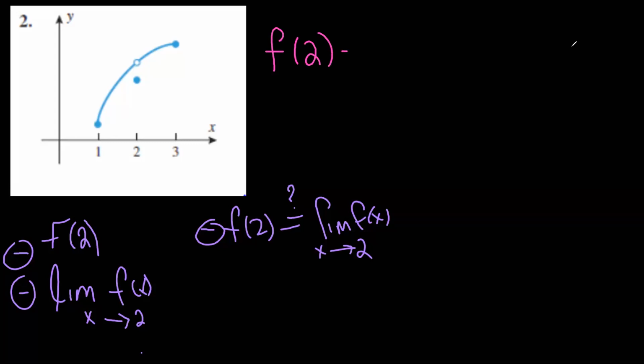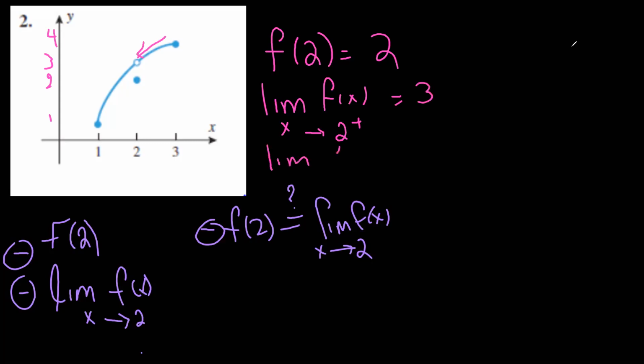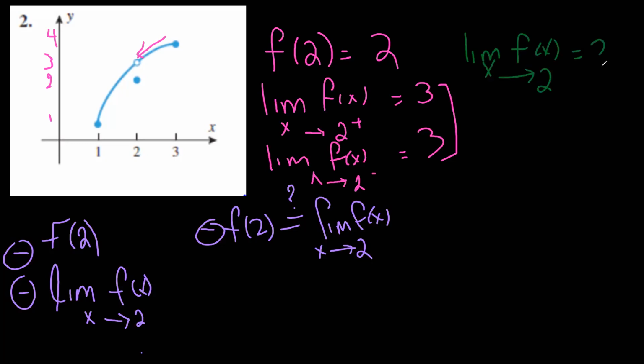f of 2. Who can tell me the value of f of 2? It's 2, thank you. Now, limit f of x when x approaches 2 from the right. It's 3. And limit f of x when x approaches 2 from the left. It's 3 also. Does the limit exist? Yes, because they are equal. So I can say that limit f of x when x approaches 2 is equal to 3 because it exists.